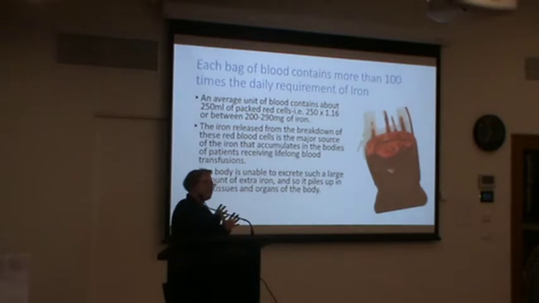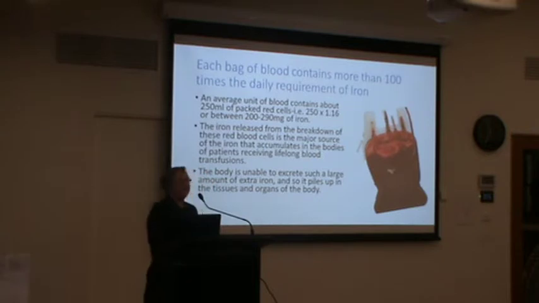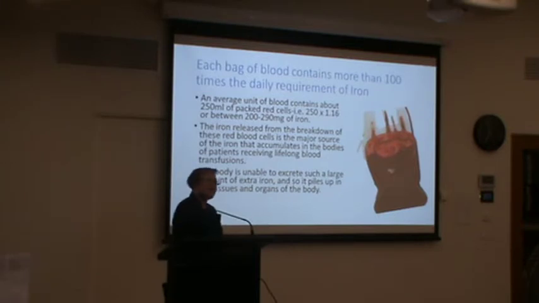So each single bag of blood contains 100 to 200 times more iron than an average person needs in their daily uptake. So that's a lot of iron. And if you're imagining getting 1 or 2 bags of blood, often people with thalassemia major, for example, are getting 2 bags of blood every 2 weeks or 2 or 3 every 3 weeks. You can imagine how much more that is. And so it's very easy to see how iron overload becomes a big problem.